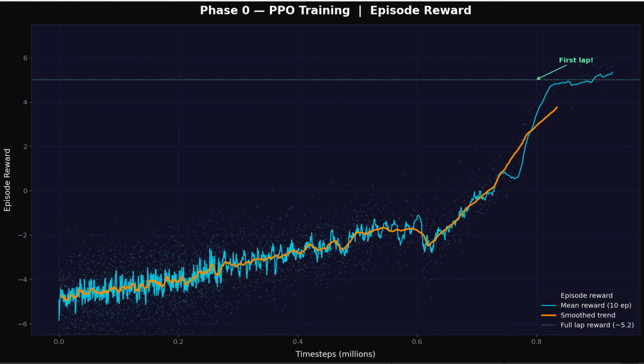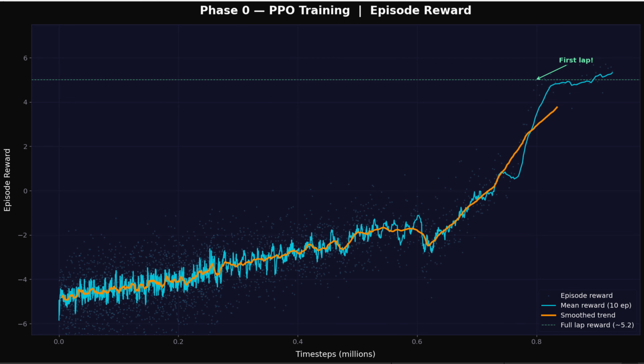The x-axis is the training timeline in millions. Each faint blue dot is a single episode. The cyan line that you can see is a rolling average over the last 10 episodes. The orange line is the smooth line so that people can understand what they are seeing.